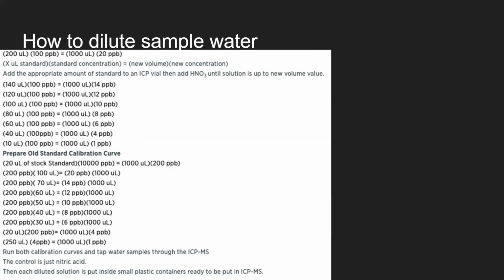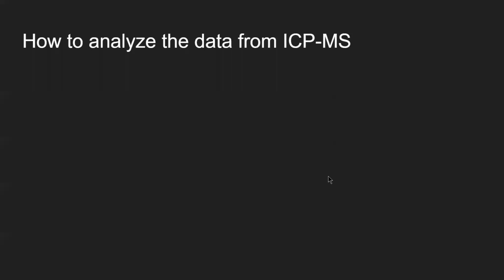Then, to prepare a calibration curve, I will use standard solution of lead nitrate. I will use the same equation and do the same thing, but with the different volumes. Those volumes are listed under Prepare Standard Calibration Curve.